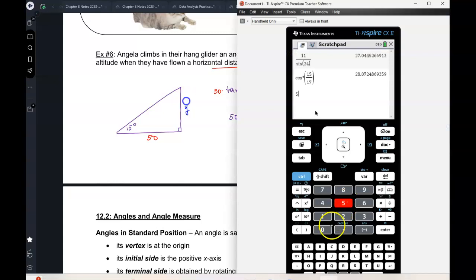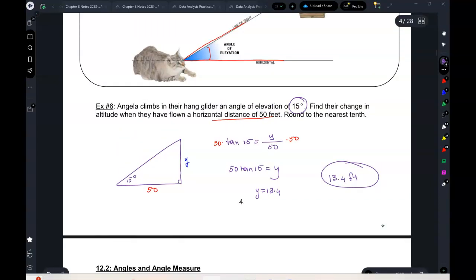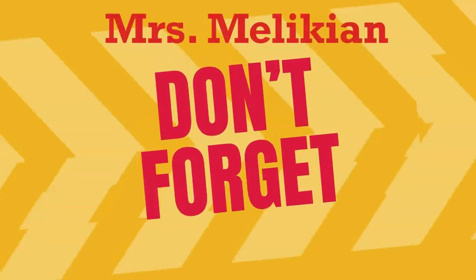Okay, so 50 tangent again is in our little trigonometric bar. Yes, because it's not inverse. 13.4. Good. Right? So by the time they've gone 50 feet, they've gone up 13.4 feet. Okay? All right. So that's section 1 for you all. Okay, so the homework is a worksheet.